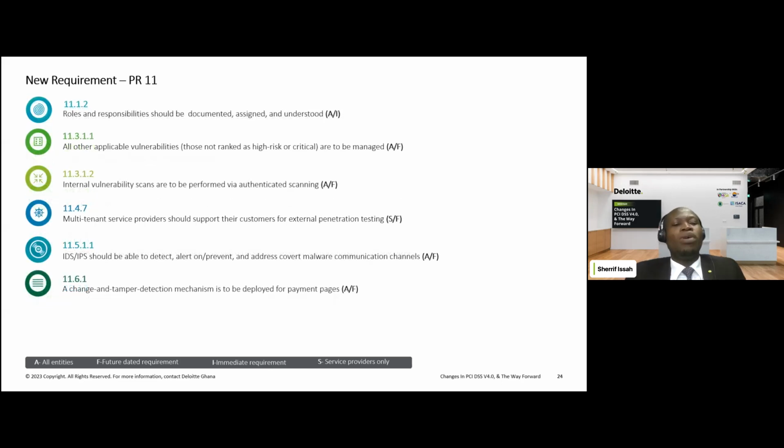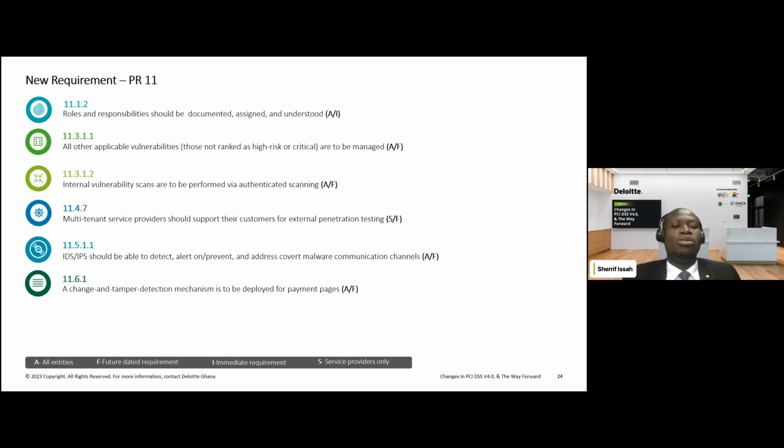Then we move on to requirement 11. So under PR11, these are the new requirements in there. Requirement 11.1.2 talks about the roles and responsibilities. 11.3.1.1 says that all other applicable vulnerabilities are to be managed. So what this means is that, in normal practice, if vulnerabilities are identified, we focus on high, medium, or critical, and even leave out the medium. But what this requirement is saying is that if vulnerabilities are identified, the mediums and the low ones, there should be the need to also manage those kinds of risk, of course, based on risk.